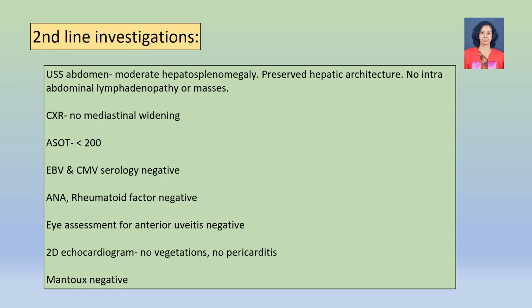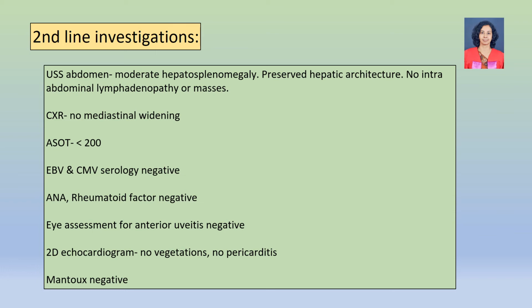So what are the ultrasound scan findings of our patient? Ultrasound abdomen confirms moderate hepatosplenomegaly in our patient. It also shows that the hepatic architecture is preserved with no intra-abdominal lymphadenopathy or masses. Now we can safely rule out a leukemic process and also a neuroblastoma. However, neuroblastoma is still not 100% excluded. Right? So let us see what else we could do to rule out this condition.